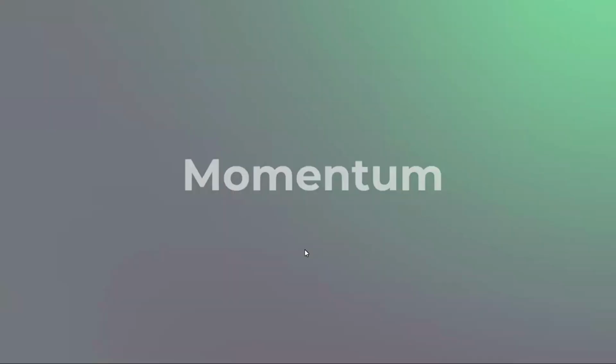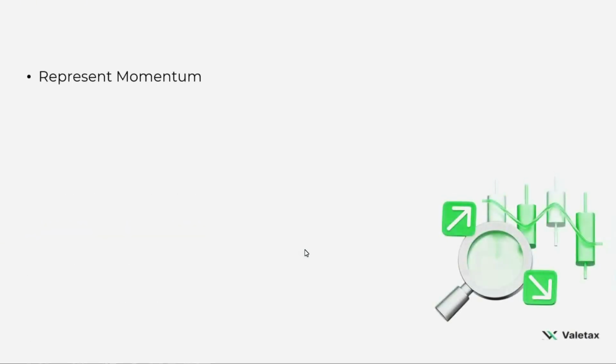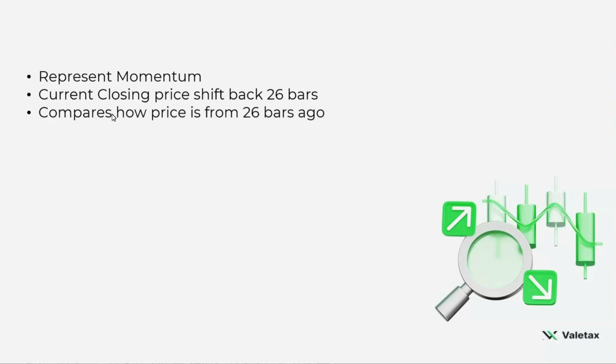Okay. Now what we're going to do is we're going to talk about momentum. And if you look here, the Chikou span basically represents momentum, okay? All it is, it takes the current closing price of the current bar and shows you it 26 bars ago. That's all it's doing.